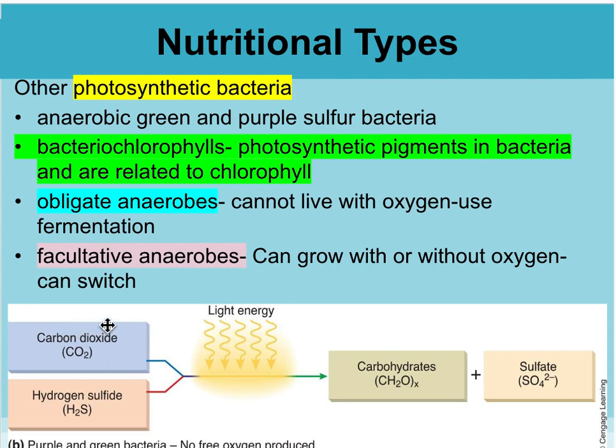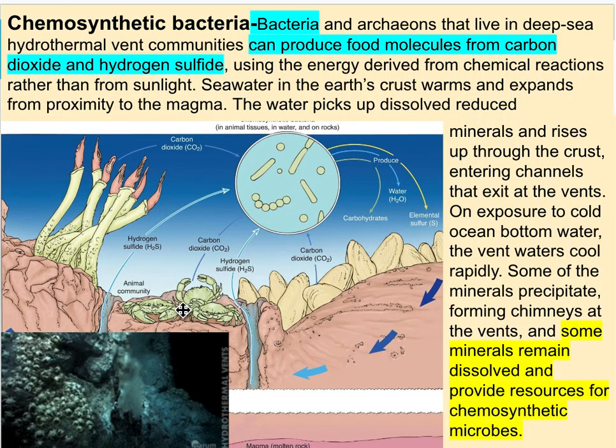So, there's certain photosynthetic bacteria. Some are obligate anaerobes. That means they cannot live with oxygen present, so they actually use fermentation. You also have some that are facultative anaerobes that can grow with or without oxygen, and they will switch in between.